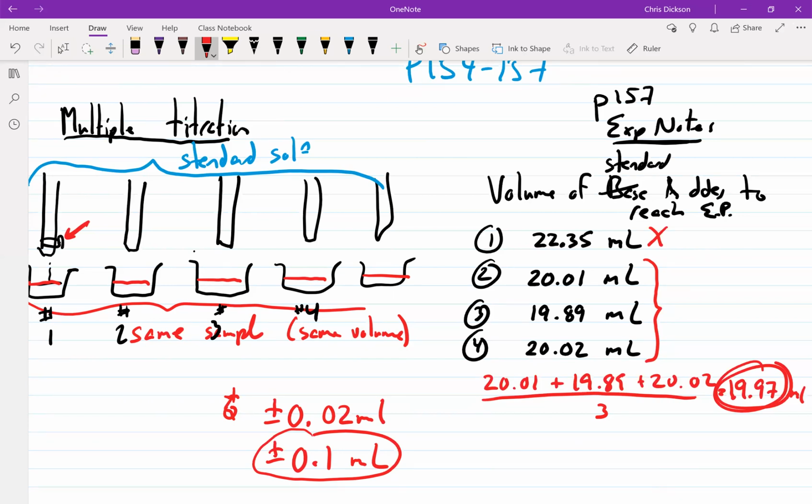So you'll see homework questions where they give you multiple volumes, and all they're trying to get you to do is exclude the one that doesn't seem to fit the data, if that's true, and then you would average them out. If the first one though had been like 20.02, then you would have included it. Now you would have added the 4 numbers and divided by 4. This is just a way for you to feel assured that you have reached a good number for the equivalence point.